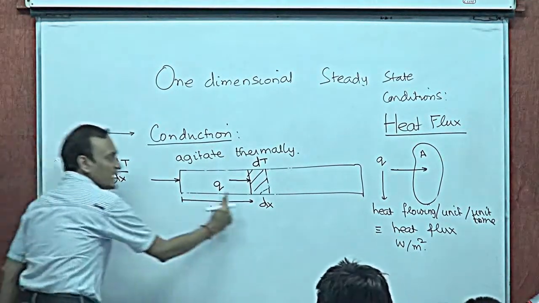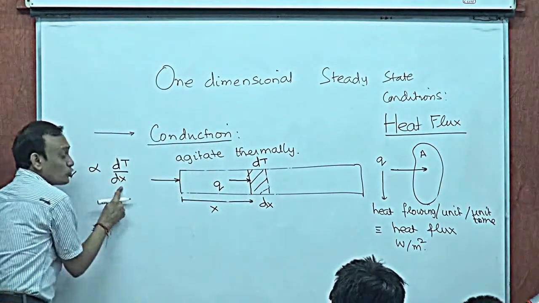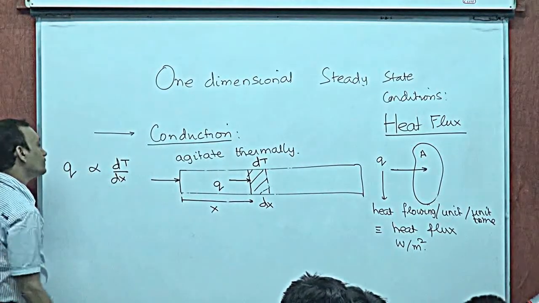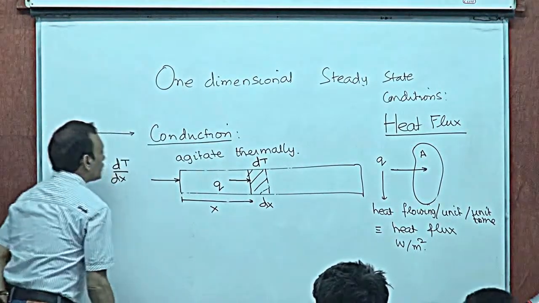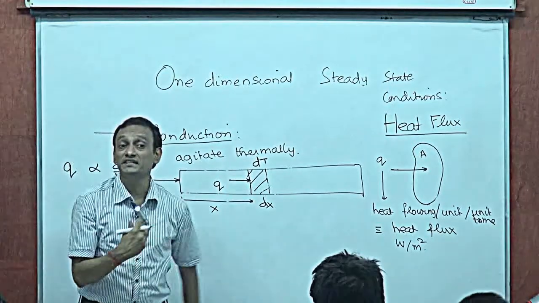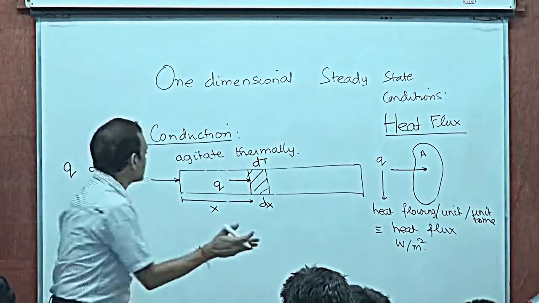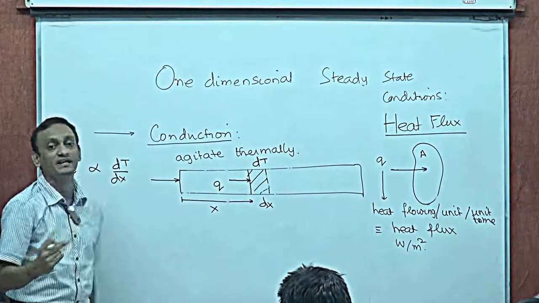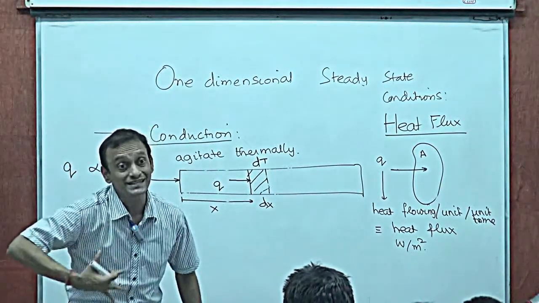The heat flux at x will be proportional to the temperature gradient at x, dT/dx at x. In fact, dT/dx is a negative number because temperature is decreasing with x. If I'm talking of heat flowing in the positive x direction, then the temperature is decreasing with x. dT/dx therefore will be a negative number.